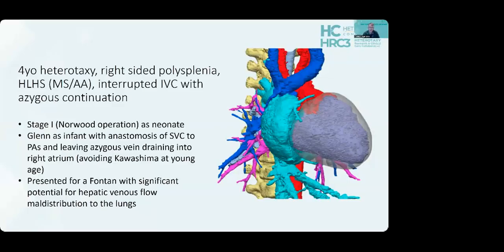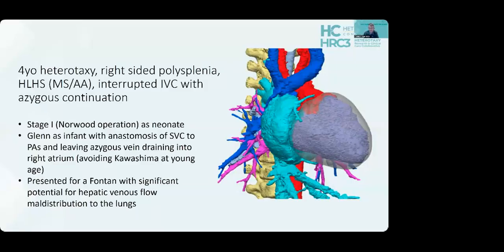And this patient underwent initially a stage 1 operation as a neonate, and then as an infant, he underwent a Glenn operation with anastomosis of the superior vena cava to the pulmonary arteries, and we left the azygous vein draining into the right atrium because he was a little bit young and the pulmonary arteries were a little bit small for Kawashima. And then as a 4-year-old presented for Fontan, but given the anatomy and particularly the systemic venous abnormalities, was at high risk for hepatic venous flow maldistribution to the lungs.